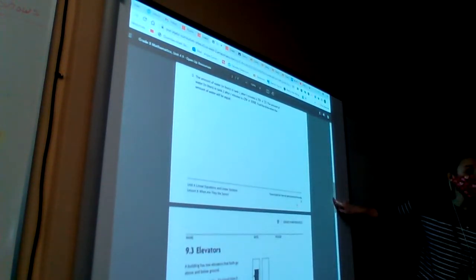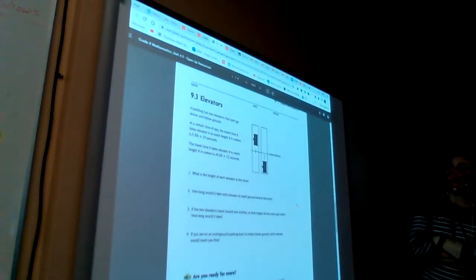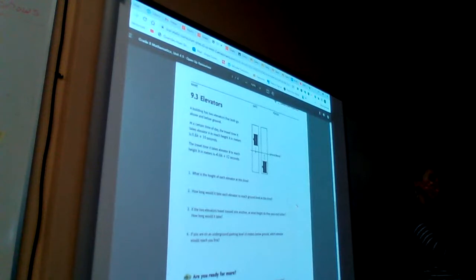Let's try another problem. Same thing with elevators, okay? If one elevator is going up and one elevator is going down, there will be a time that they will be the same.